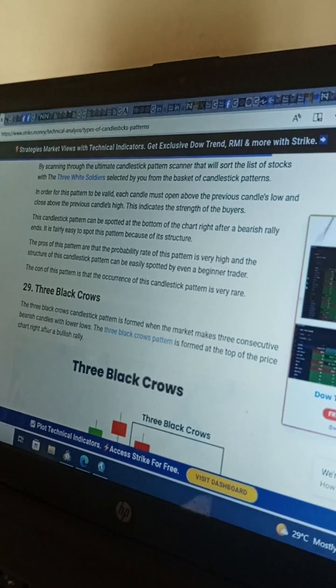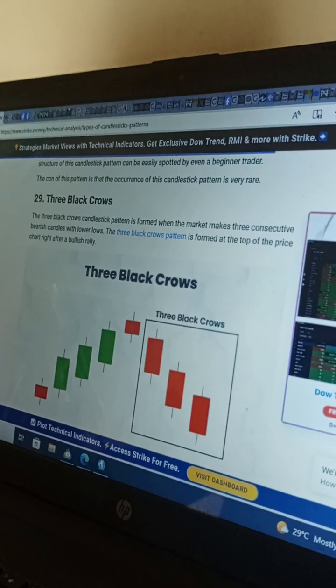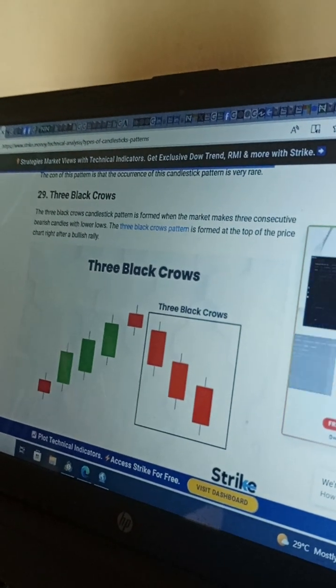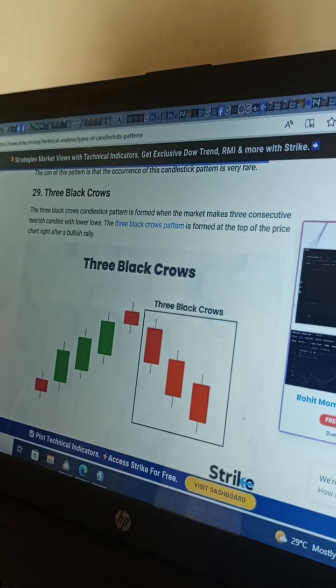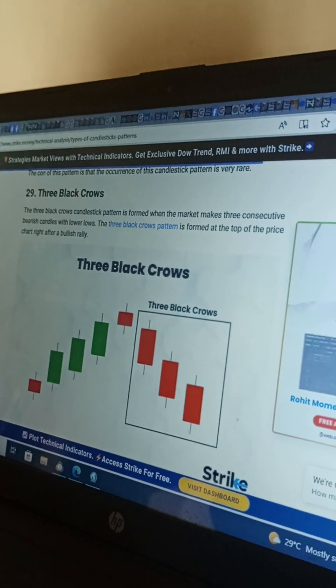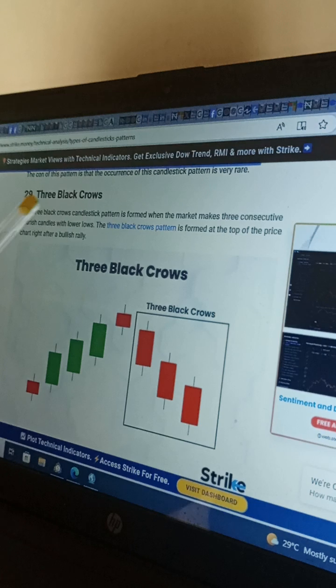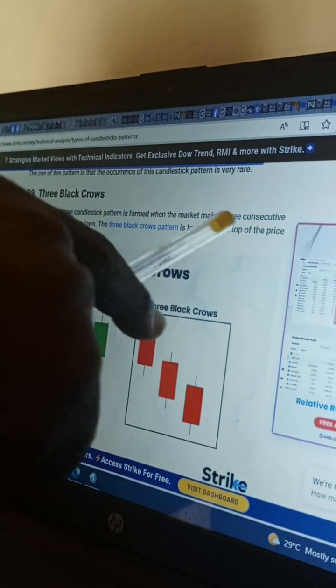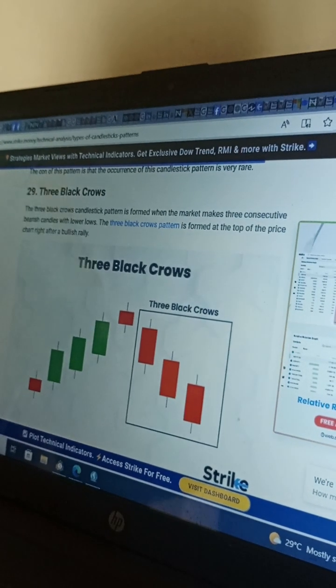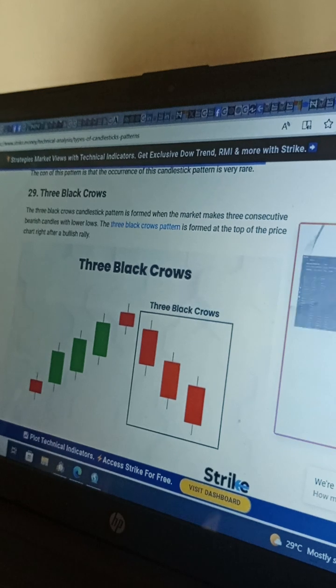The opposite of three white soldiers is three black crows. White soldiers indicate it's going bullish, up. But three black crows are bearish. They're just opposites. The three black crows candlestick pattern forms when the market makes three consecutive bearish candles with lower lows, like that. So it's the opposite.